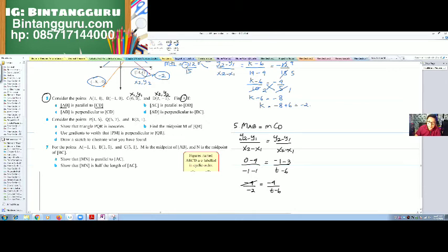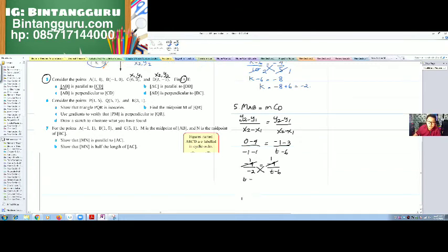Okay, this we could cancel. This is 1 and 1. Okay, we cross multiply. So t minus 6 equal to minus 2. Yeah, so t equal to 4. So this is t equal to 4.